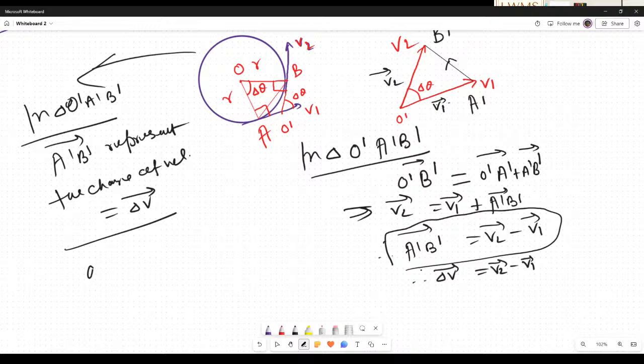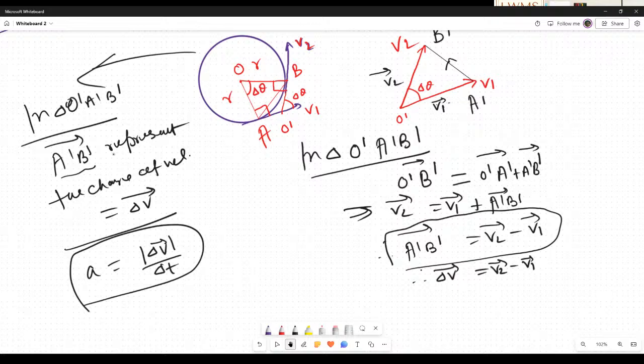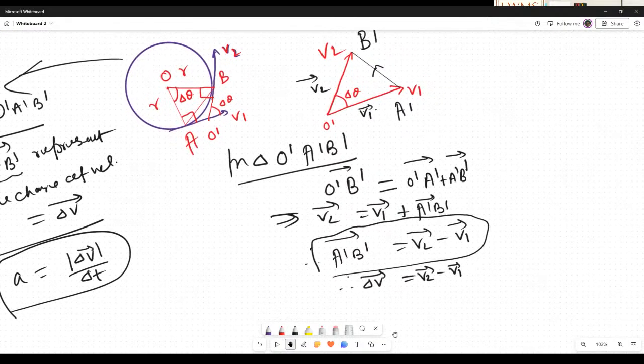And that will be referred to as acceleration. A equal to what then? Mod delta V by delta T. Isn't it? But A dash B dash we have to find. A dash B dash is not found out. Just see one thing here. OAB and O dash A dash B dash, they are similar. Do you think they are similar? In this diagram, OAB and O dash A dash B dash are similar.